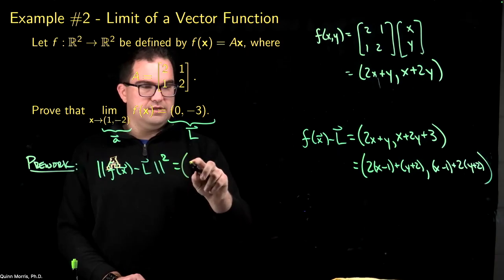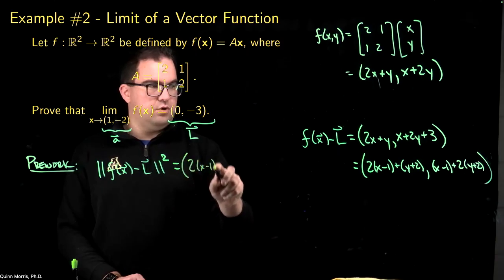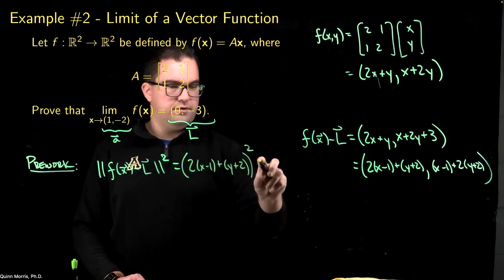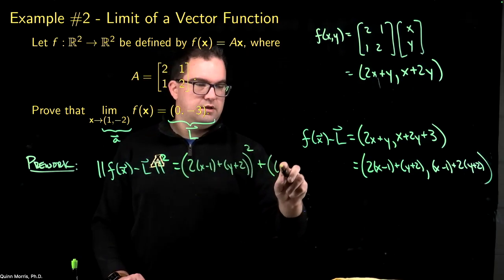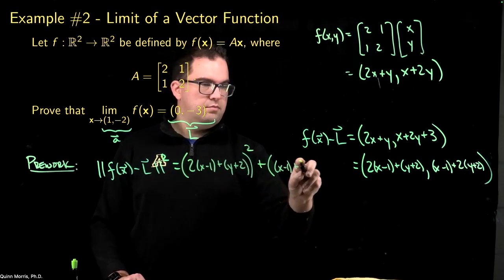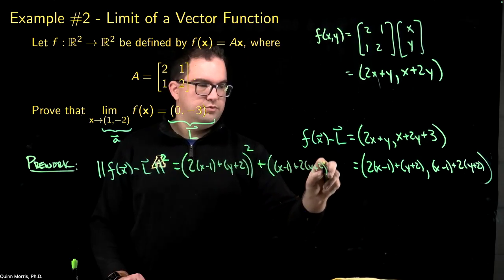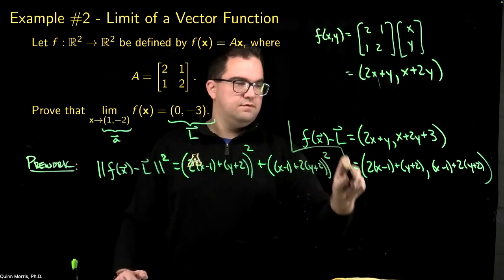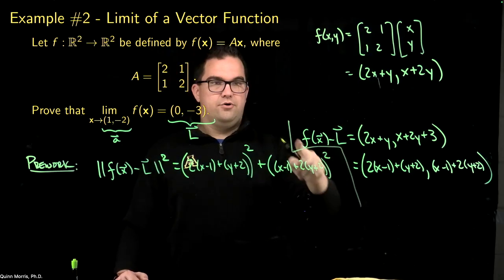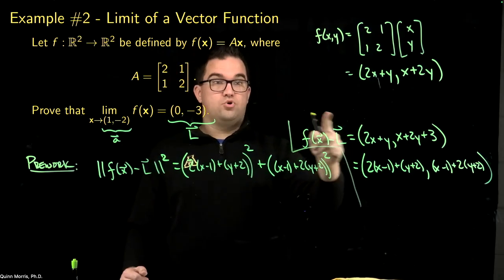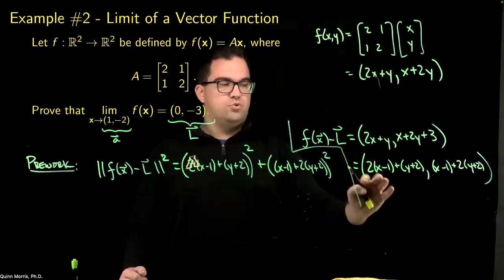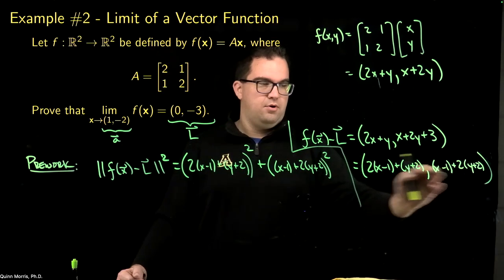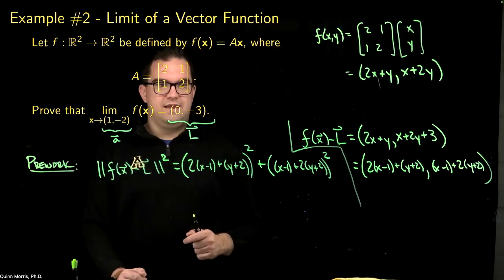So the norm squared is just going to be 2 times x minus 1 plus y plus 2, quantity squared, plus x minus 1 plus 2 times y plus 2, quantity squared. So I've got this vector here, and I want to know what its norm squared is. Its norm would be the square root of each component squared.